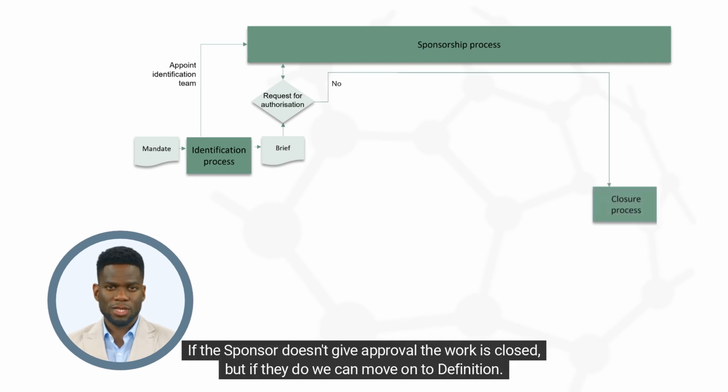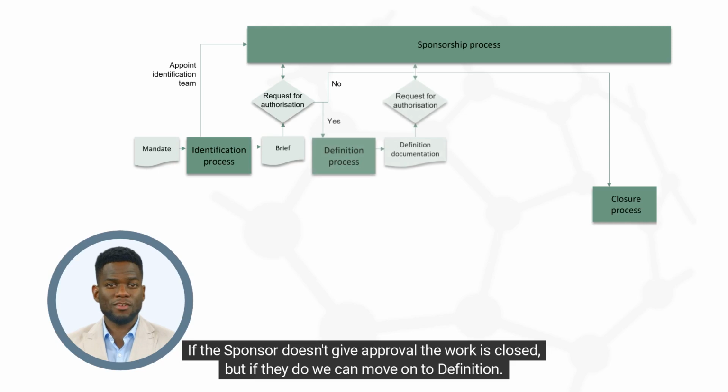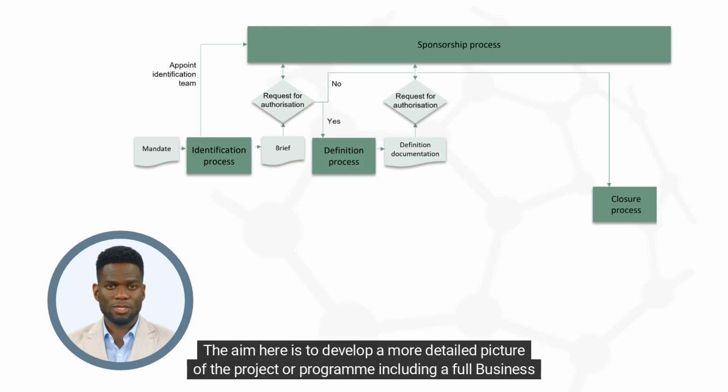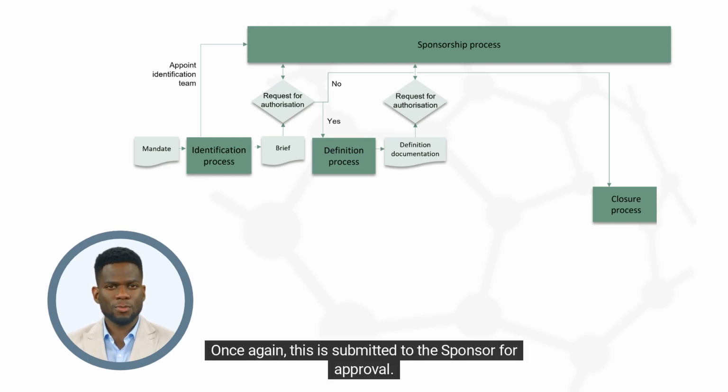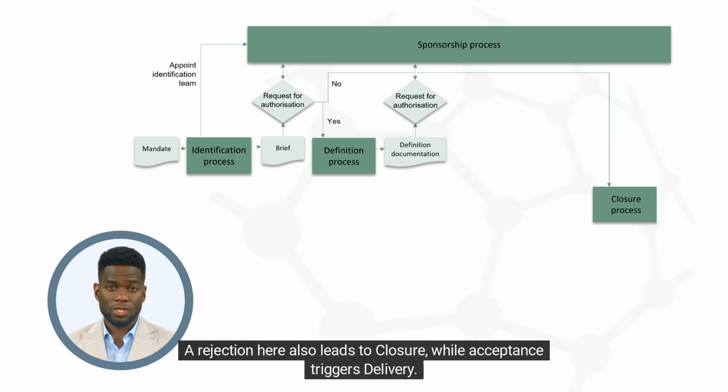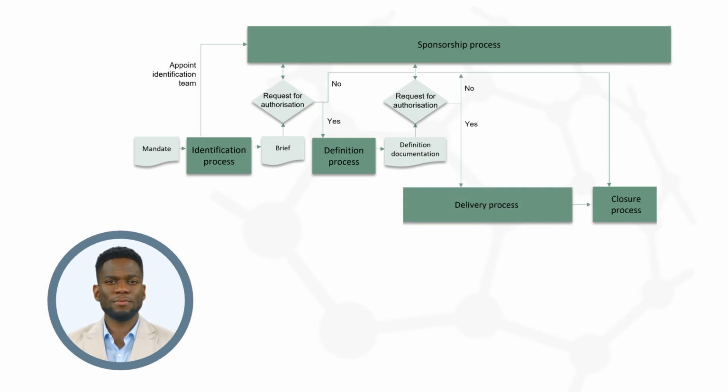If the sponsor doesn't give approval, the work is closed. But if they do, we can move on to definition. The aim here is to develop a more detailed picture of the project or program, including a full business case. Once again, this is submitted to the sponsor for approval. A rejection here also leads to closure, while acceptance triggers delivery.